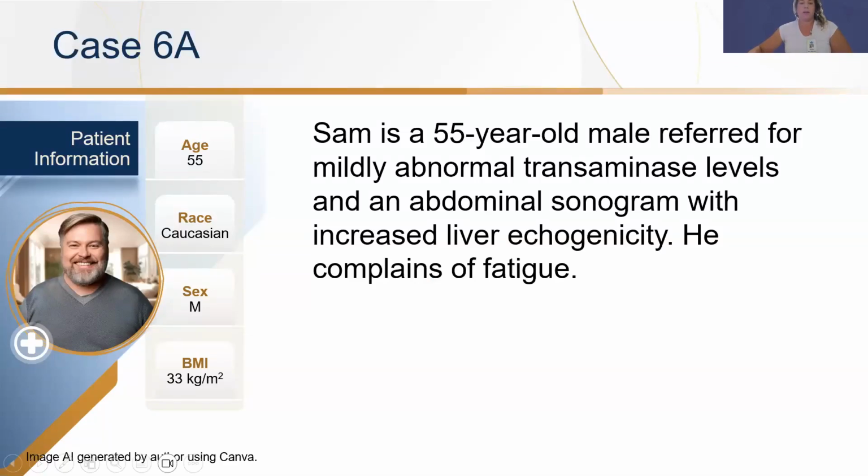So let's talk about a patient example here. We have Sam. Sam is 55 years old. He's referred for mildly abnormal transaminase levels, and he's had an ultrasound of his belly that shows some increased liver echogenicity, and he's complaining of fatigue. So based on this, as a 55-year-old Caucasian male with a BMI of 33, my initial instinct would be to think that he probably already has some fatty liver disease.